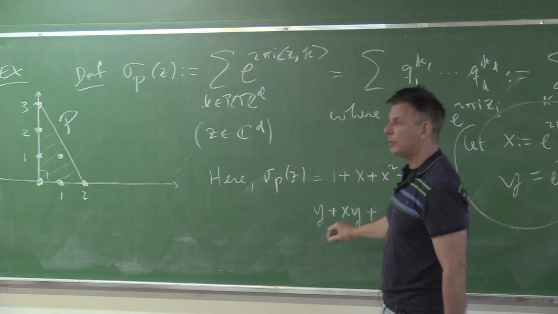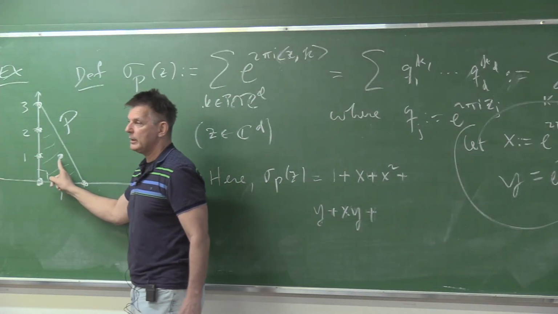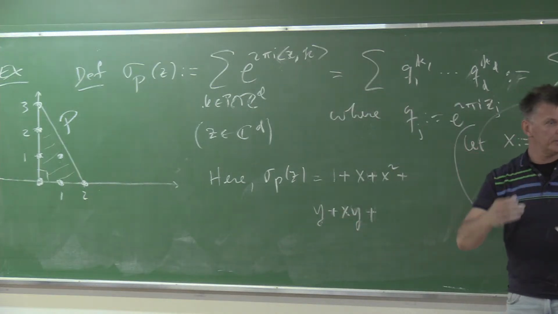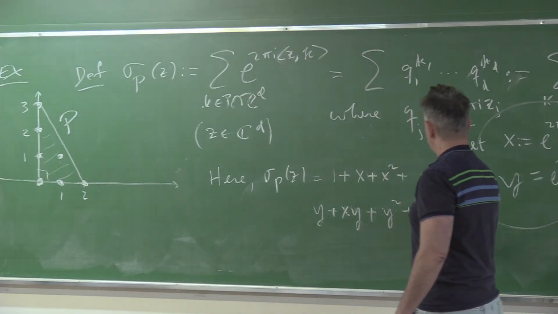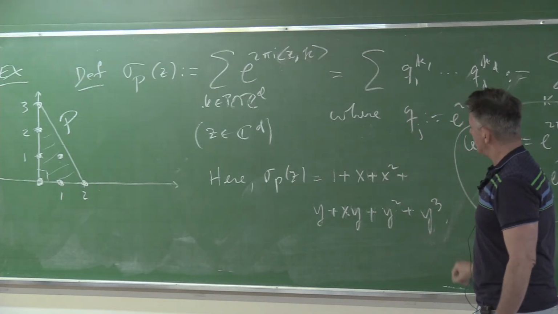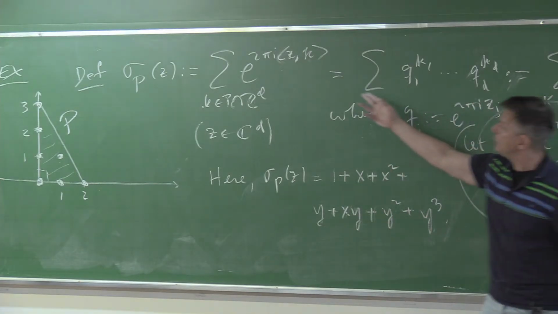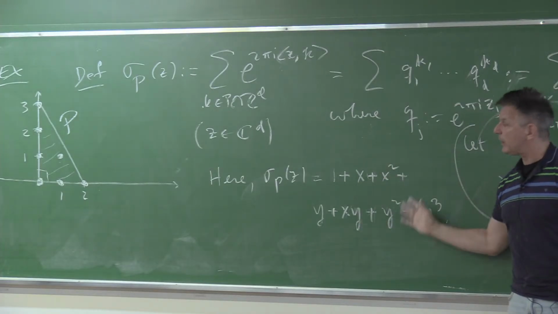So far so good? This is y. This is y squared, y cubed, and this is xy, right? It's okay. We're encoding the integer points as exponents. So this is y squared and y cubed. So there are 7 integer exponents that are encoded here, either in this notation or in this notation. And so this is a polynomial in x and y.